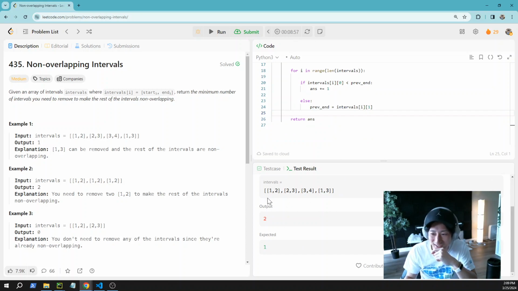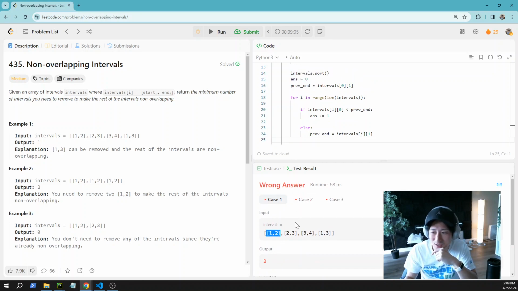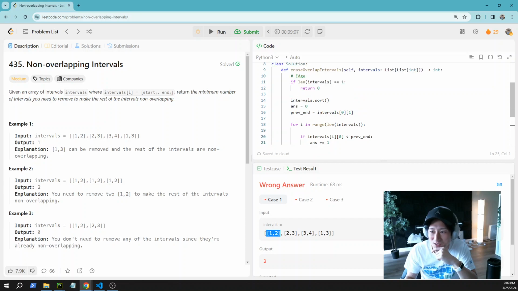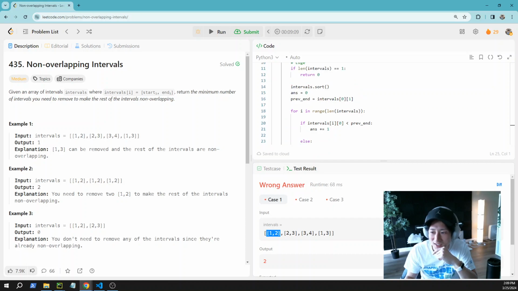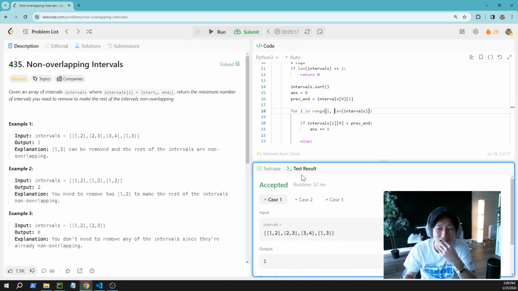It's okay. So why is that? So 1, 2, right? So I'm gonna initiate. I'm sorting in previous. Right, because I need to start from 1, the second element. Okay. No, looks good.